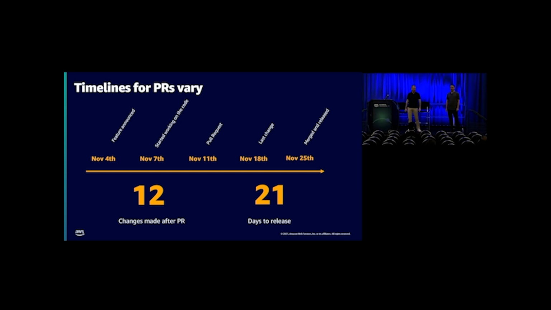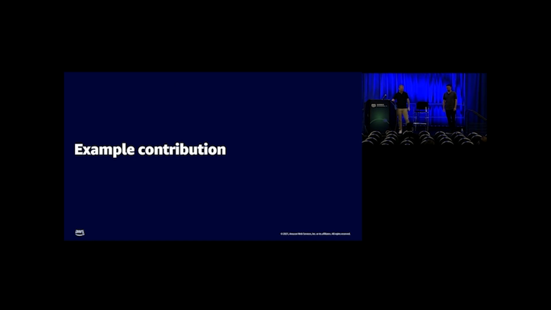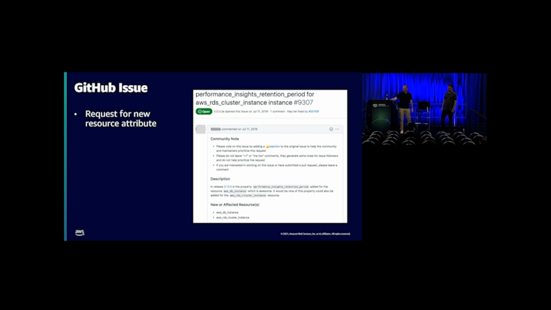All right, let's dig into a code example. So here we have a GitHub issue that was opened by someone in the community. It's requesting the performance insight retention period to be added to the RDS cluster instance.